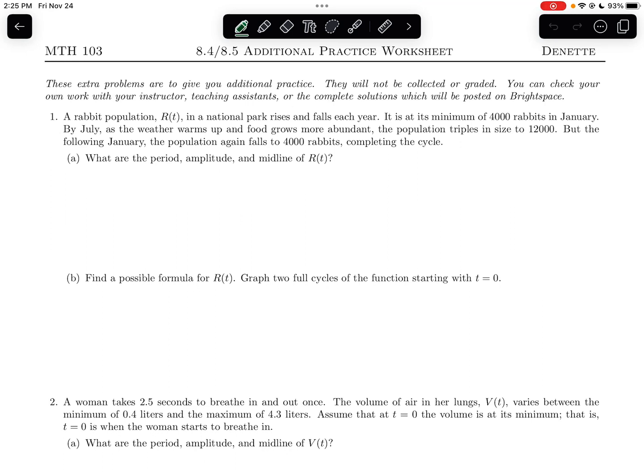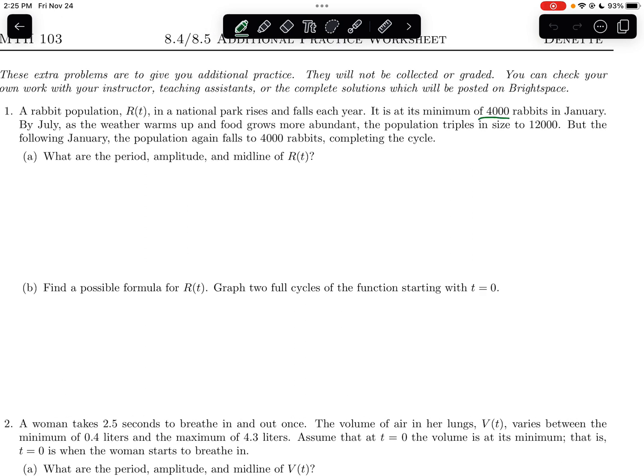So for this first question, you're told that the minimum value is 4,000 in January. By July, the value goes up to 12,000. And by the following January, it's again back to 4,000. So we can see that this is a periodic function because it has a cycle that repeats every year, which just tells you the answer for the period, right? So the period is 12 months.